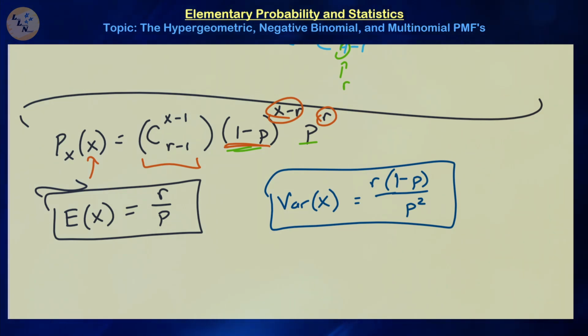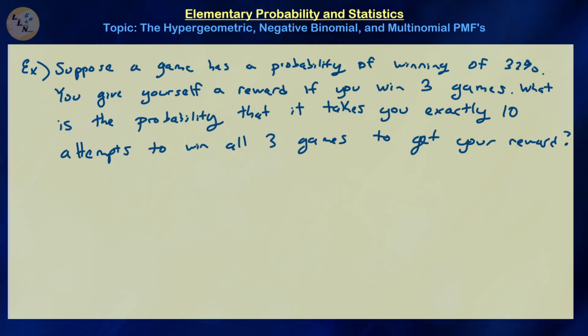So now that we have a basic idea of what the negative binomial distribution represents, let us take a look at an example in real life where we may want to use this particular distribution to solve it. So let us consider this particular scenario.